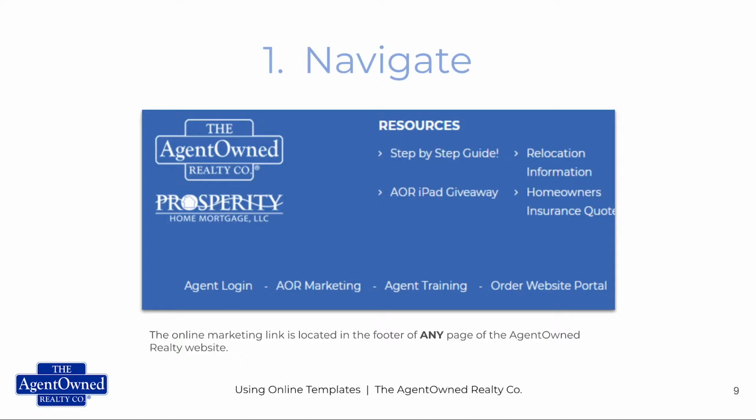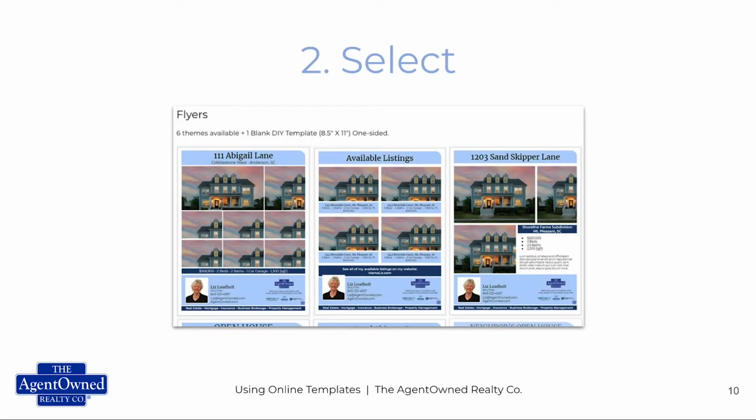In terms of navigate, step number 1, any page on the agentown.com website can be used to find the online marketing templates. That's going to be right at the very bottom, in the footer, of any page on agentown.com. So you'll navigate to AOR Marketing, and you'll select that. Next, select. You're going to look through all the different selections and offerings that we have available for online templates, and you're going to select the one that you might want to use, which is going to be this one right here for us. We're going to do a flyer.